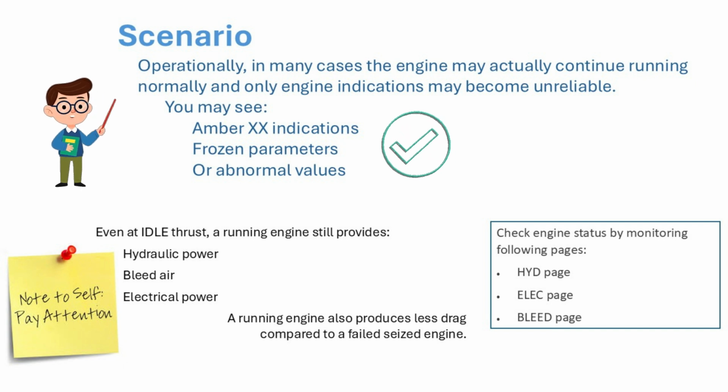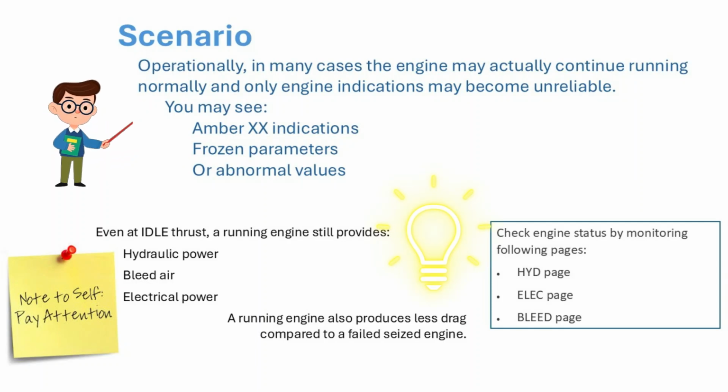In such scenarios, system knowledge becomes important. Even at idle thrust, a running engine still provides hydraulic power, bleed air, and electrical power. A running engine also produces less drag compared to a failed seized engine. So if associated systems remain normal, the engine may still be operating correctly. ECAM asks crews to check engine status using other system pages such as hydraulic page, ELEC page and bleed page. These pages help confirm whether the engine is still functioning normally.